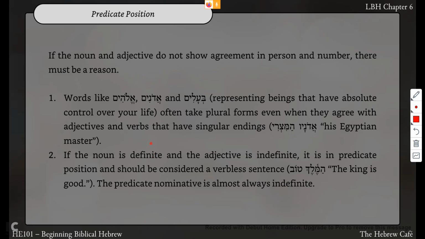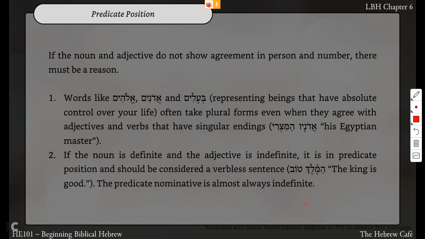If the noun is definite and the adjective is indefinite, it's in predicate position like you have in Greek, and it should be considered a verbless sentence, like HaMelech Tov, means the king is good. There is no word for is in Hebrew in the present tense. So the verbless clause is what you get. They call it nominal clause in Hebrew. It comes from Shem. Shem is noun. HaMelech HaTov, the king is good. We'll find it also reversed. Tov HaMelech means the same thing with just different emphasis.